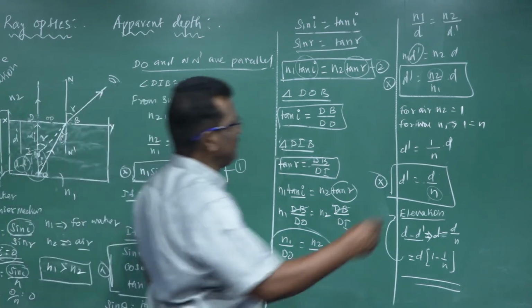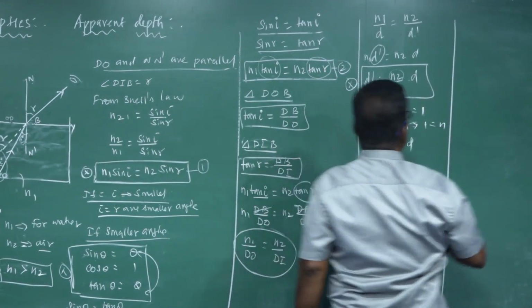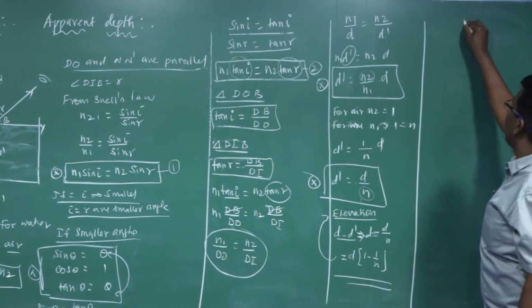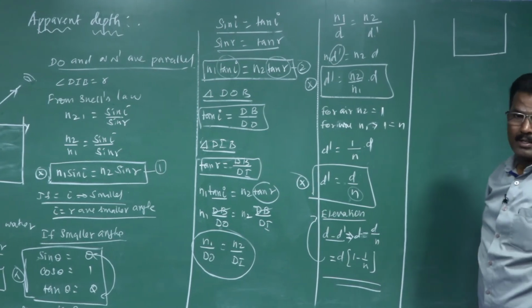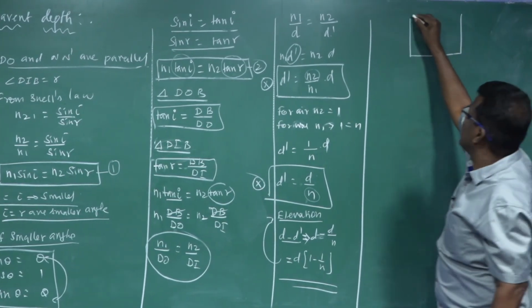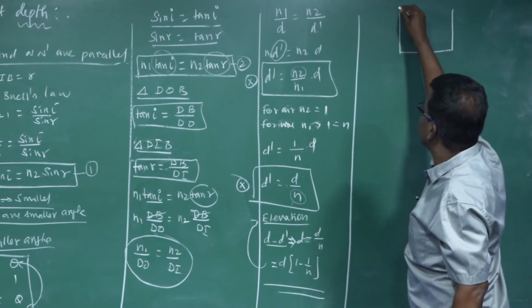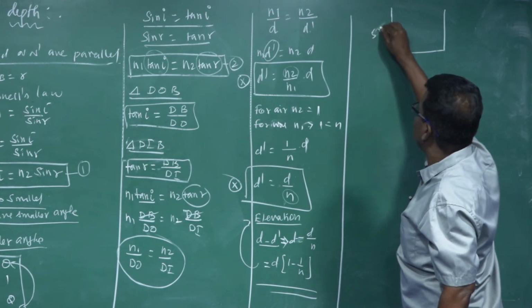One example, one problem. Let's see one problem. This is the beaker. The beaker is now not filled with any liquid. Original height or depth is 50 centimeters.